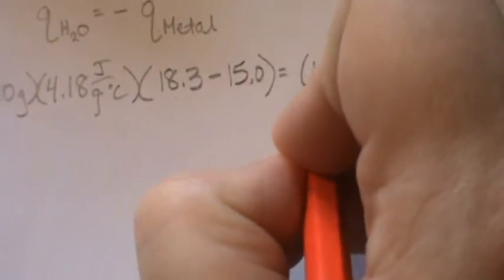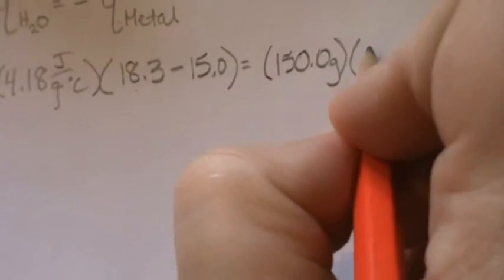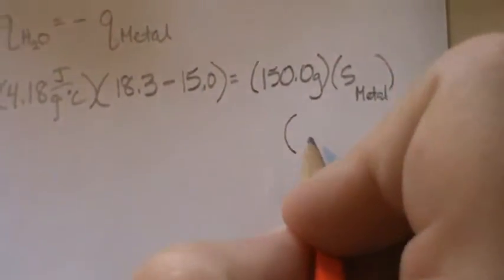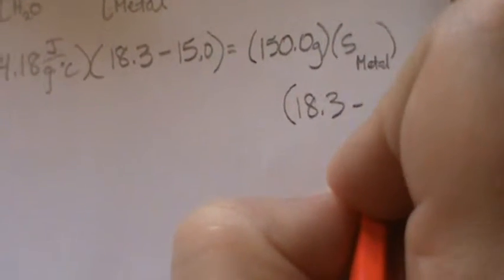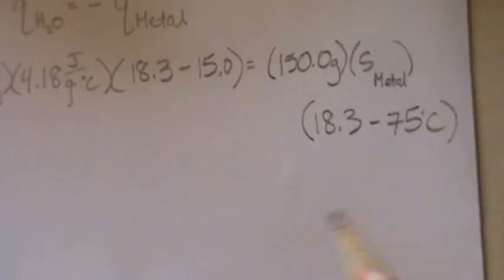The mass of our metal is also 150 grams. They've made this easy for us. The specific heat of our metal is what we're looking for. And I have run out of room, so I'm going to just tack this here. Then our delta T is 18.3 minus 75 degrees Celsius. All right.